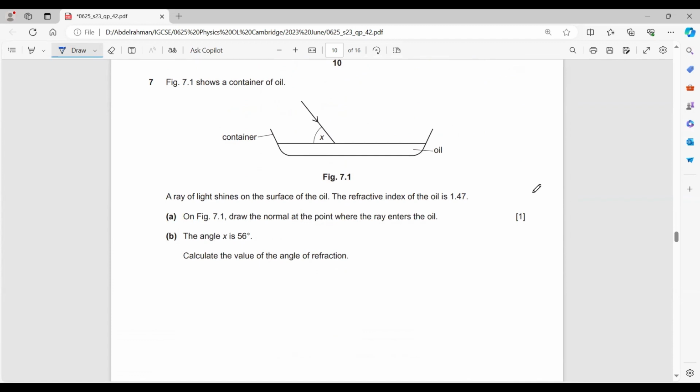The figure shows a container of oil. A ray of light shines on the surface of the oil. The refractive index of oil is 1.47. Draw the normal line at the point where the ray enters the oil. Okay, this is easy. A normal point here. We just need to make sure it is perpendicular to the surface.